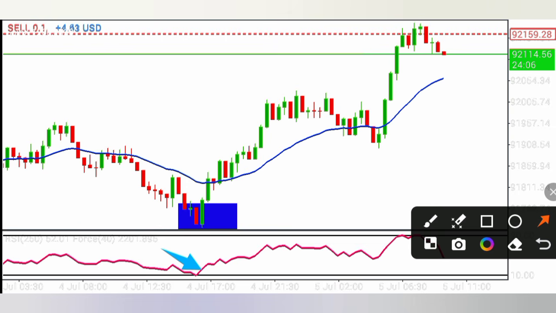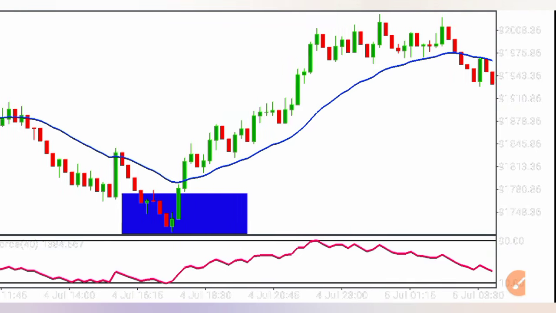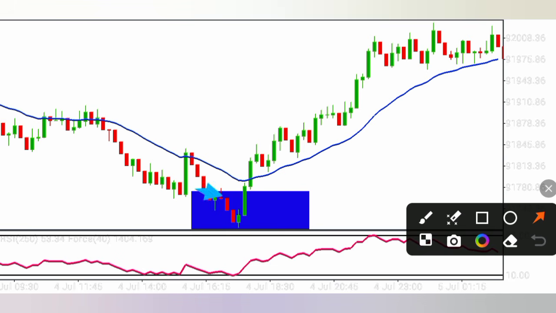Now, as soon as you see this happen on the higher time frame, it is time for you to go to the lower time frame and wait for the time at which it will align with this. Now let's go over to the 15 minutes time frame. You see what happened at this very zone right here. Can you see when price got to this same zone? The indicator touched what? Level 10, and then it started spiking.